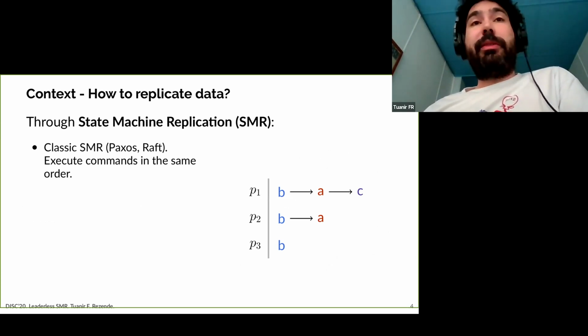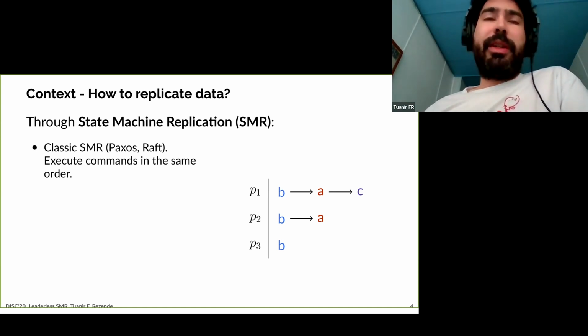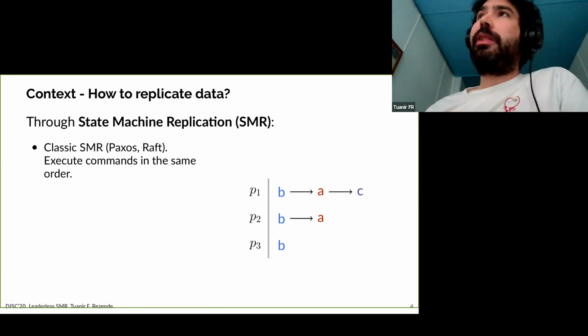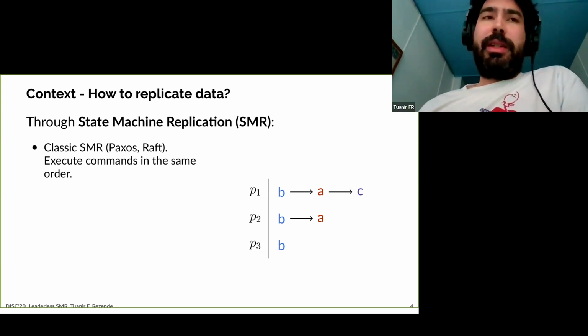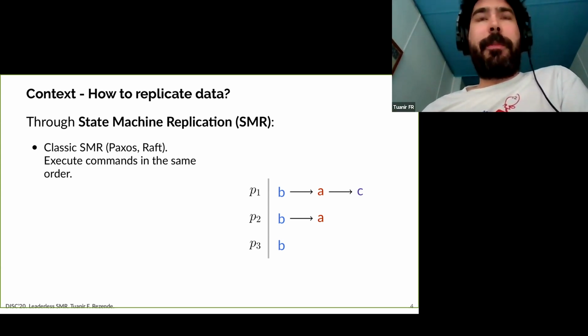So how to replicate data through state machine replication? A classic approach to state machine replication is leader-based approaches like Paxos and Raft, where commands are executed in the same order. This can be seen on the right, where the arrows indicate an ordering relationship between the commands. But there are drawbacks to this approach, which is the leader can fail. There can be some downtime, but let's not rush.